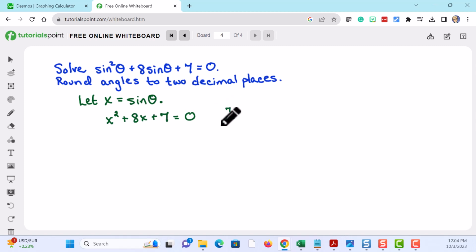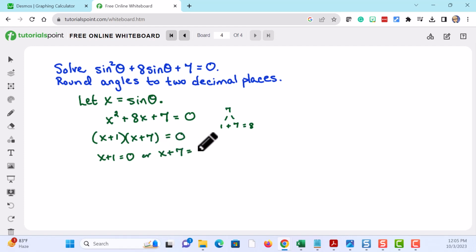7 factors into 1 times 7, and 1 plus 7 is equal to 8. So we can factor this into x plus 1 times x plus 7 is equal to 0. Now we set each factor equal to 0. We get x plus 1 is equal to 0, or x plus 7 is equal to 0, which means that x is equal to negative 1, or x is equal to negative 7.